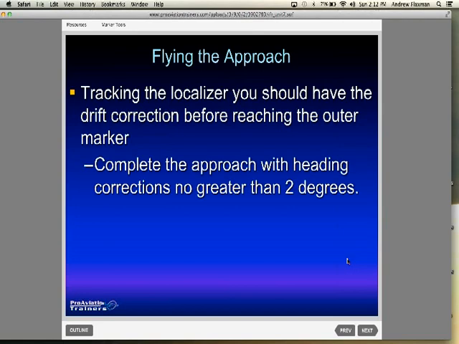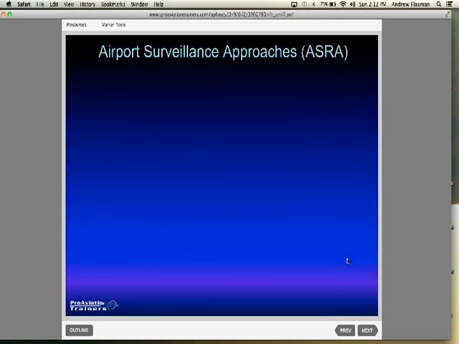All right, so complete the approach with heading corrections no greater than 2 degrees. So definitely very, very shallow turns. And this way, let's say you set the bug to 10 degrees off to your right, and you find that you're still getting pushed to the left. Make it 15 degrees, and then correct back to there and see what happens.